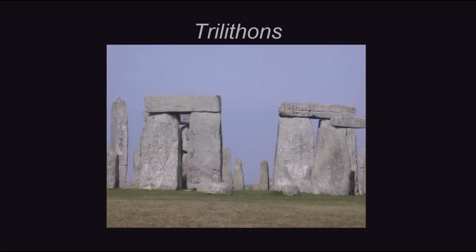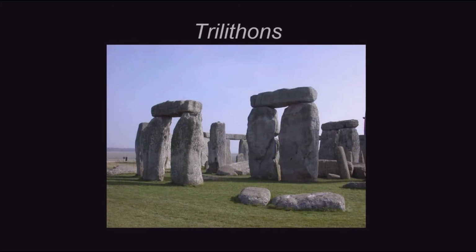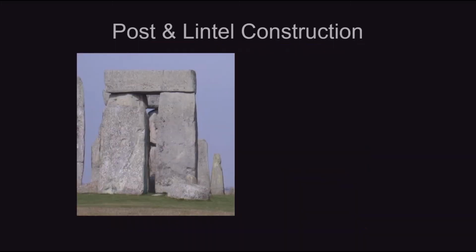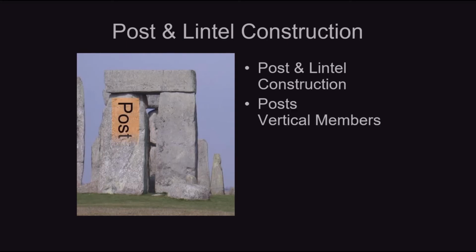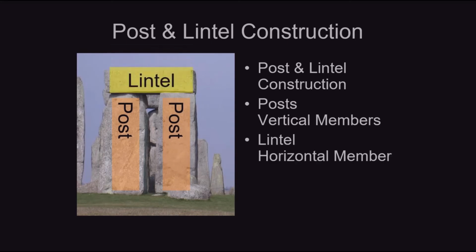Here's another view of these trilithons. Here you can see them again. And this is as good a place as any to talk about this concept of post and lintel construction. That's the kind of construction they're using here. You can see that there are two vertical members we call posts and a horizontal member we call a lintel. Now this is a type of construction that we'll see a lot of places, but this is one of the earliest examples in human history that continues to exist.